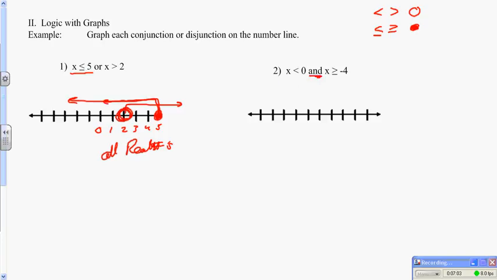Now the word and is more picky. You have to have numbers that satisfy both. So if I go 0, and I say less than, I'm going this way. And if I have greater than or equal to -4, -1, -2, 4. Filled in dot, arrow going to the right, greater than. It is the numbers that satisfy both. So right to here. And again, 0 doesn't count for one of them, so it doesn't work for both. So we don't count that.